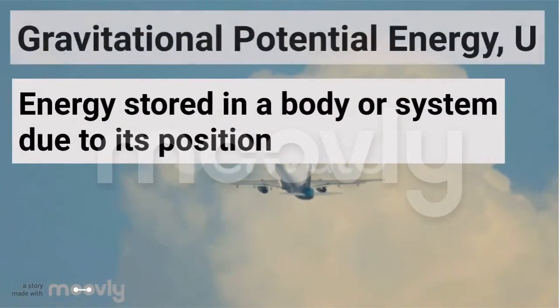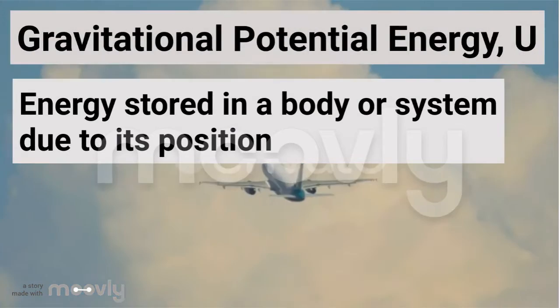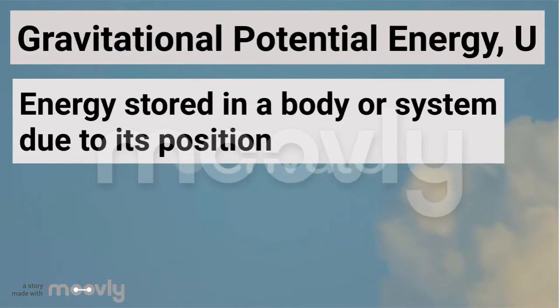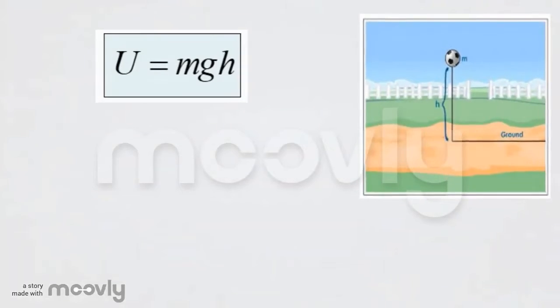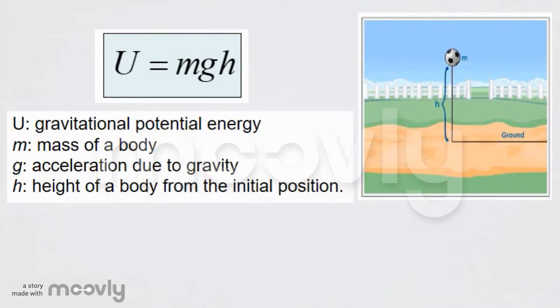The next type of energy is the gravitational potential energy, which you can write down as the symbol capital U. It's the energy stored in a body or a system due to its position. You can calculate the gravitational potential energy using the equation U equals mgh, where m is the mass of the body in kilogram, g is the acceleration due to gravity, that's equal to 9.81 meter per second squared, and h is the height of the body from initial position.